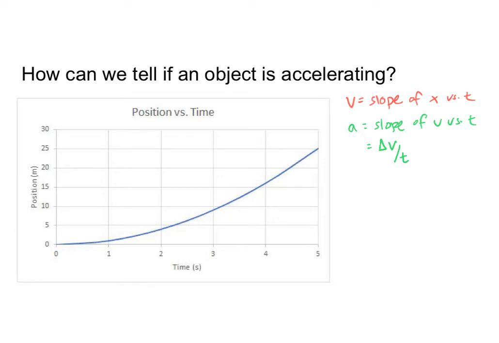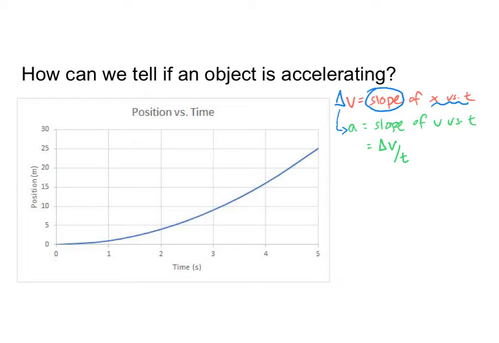So knowing this, we know that if the slope of our x versus time graph, our position versus time graph, is changing, that means that there is some kind of change in velocity, which means that we have some kind of acceleration. What does that look like?